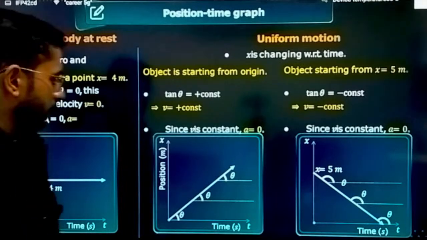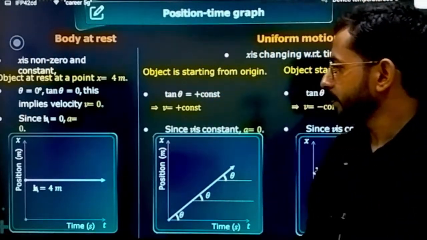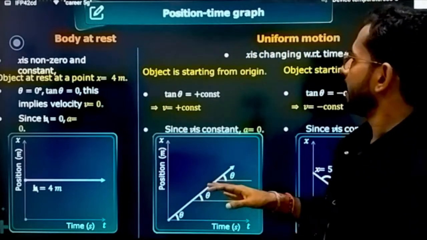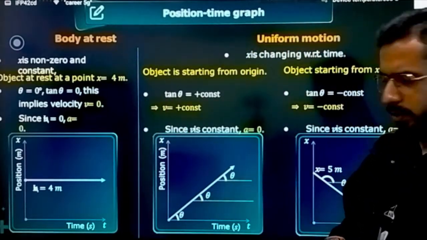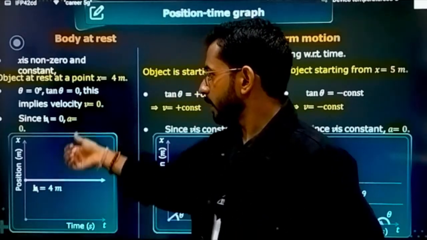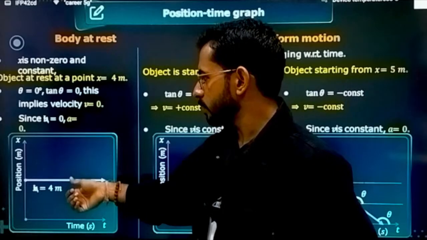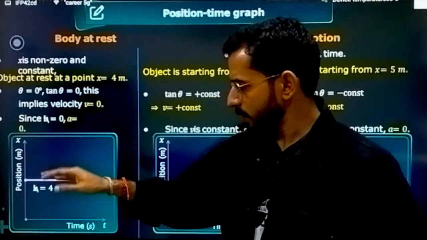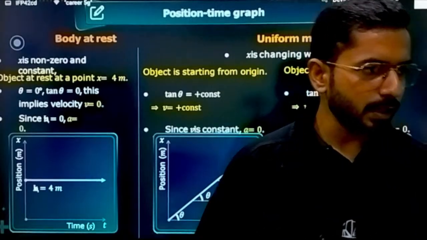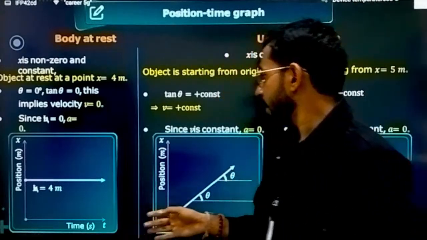When the body is at rest initially, there are different conditions given. Initially, the object is at point x equals 4, and this is also for uniform motion. Here you see position versus time. Initial velocity is 0, and final velocity is also 0. Acceleration is as well 0. That means position is not changing, so it will be a simple straight line parallel to the x-axis, because position is not changing.